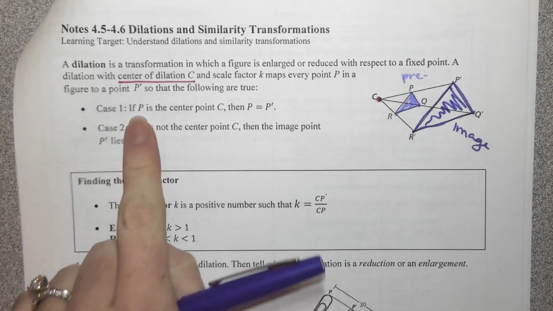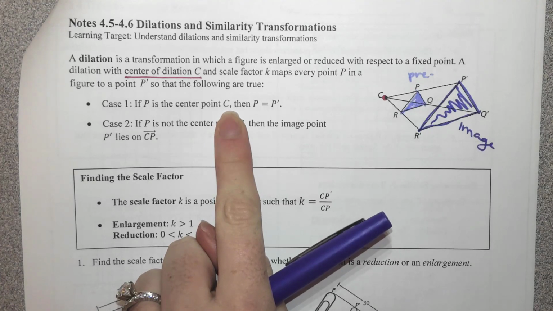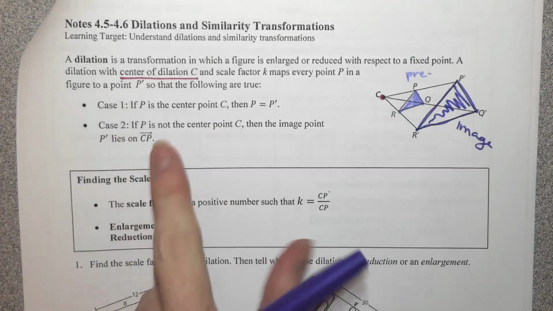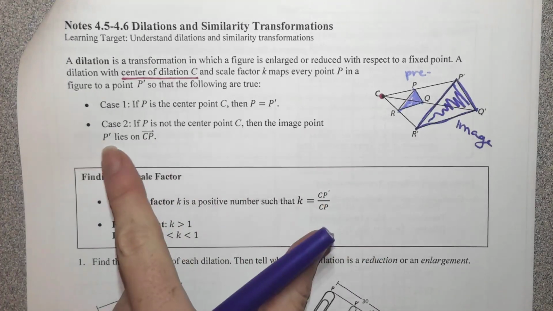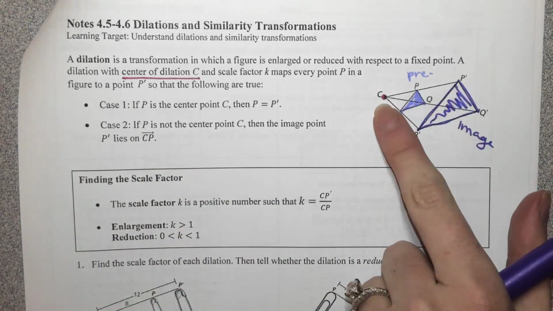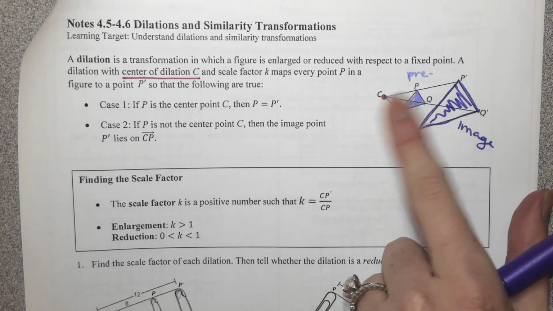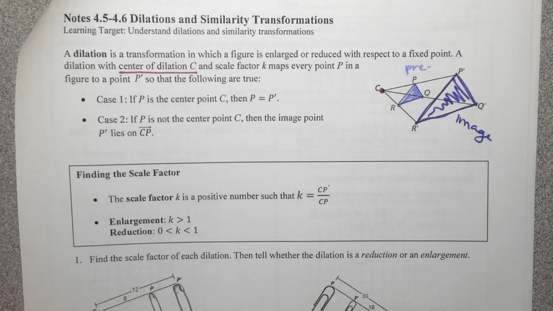We've got two cases. If P is on the center point C, then the point's not going to move. But if P is not on the center point, then the point will move and it's going to lie on the ray from C to its pre-image point. So P prime is on the same line that CP was. We're just going farther out. All right, so, finding the scale factor.